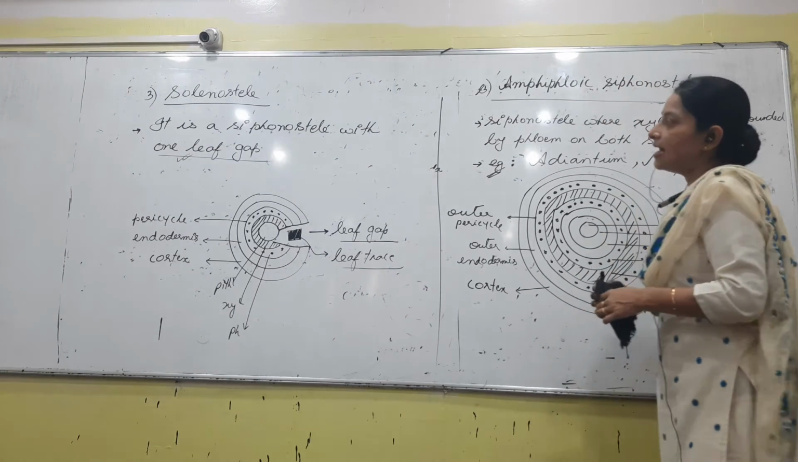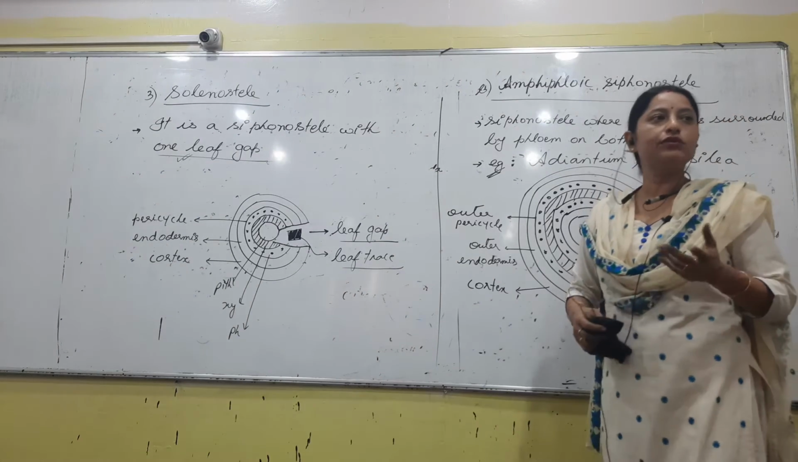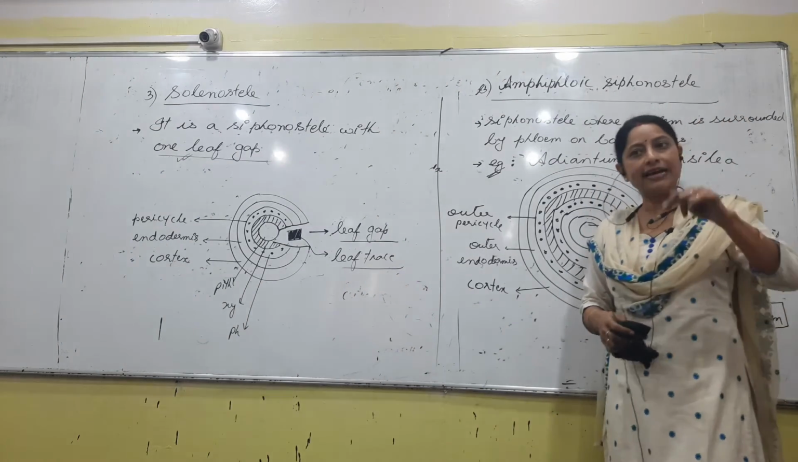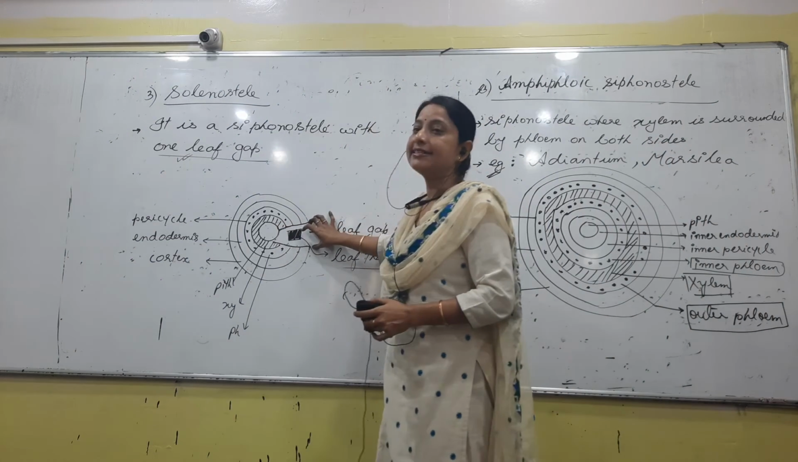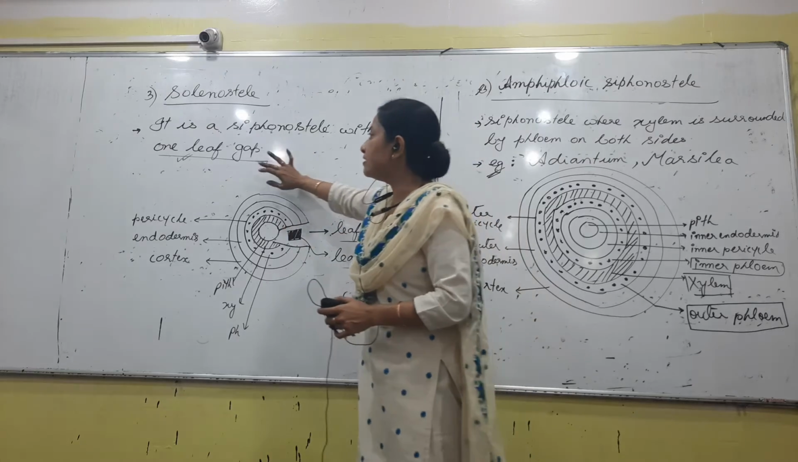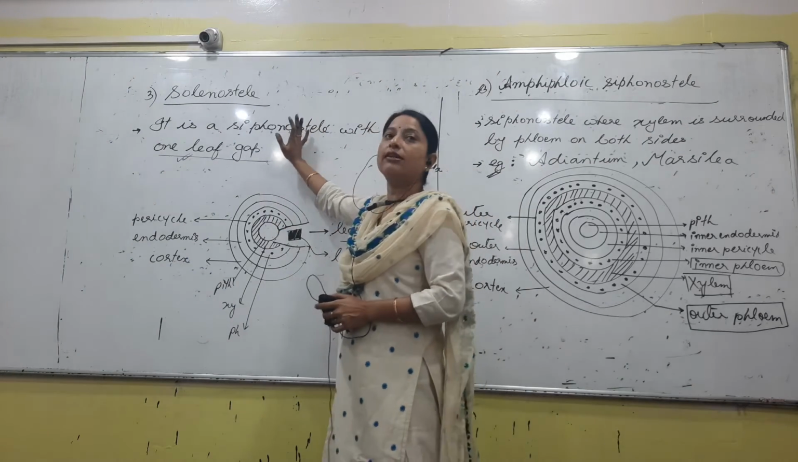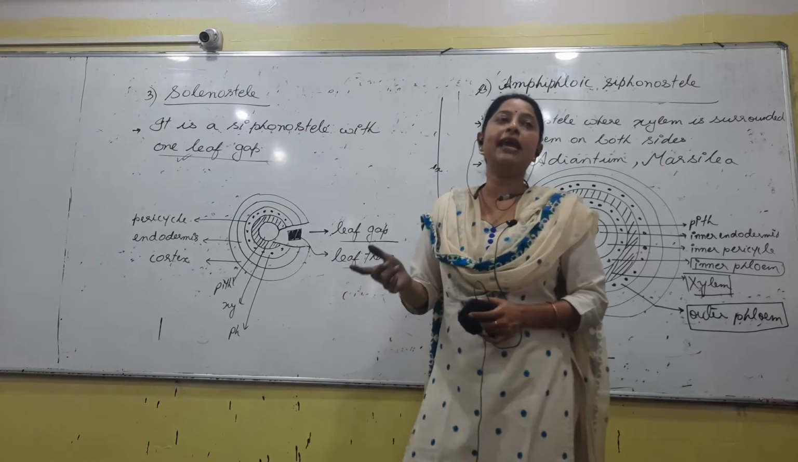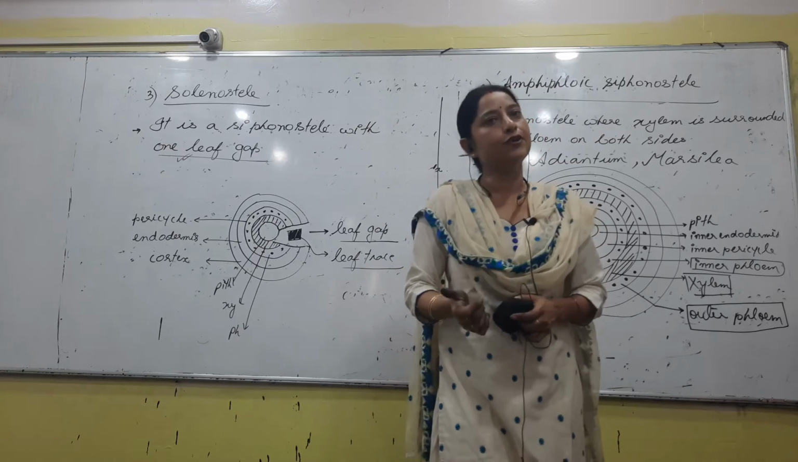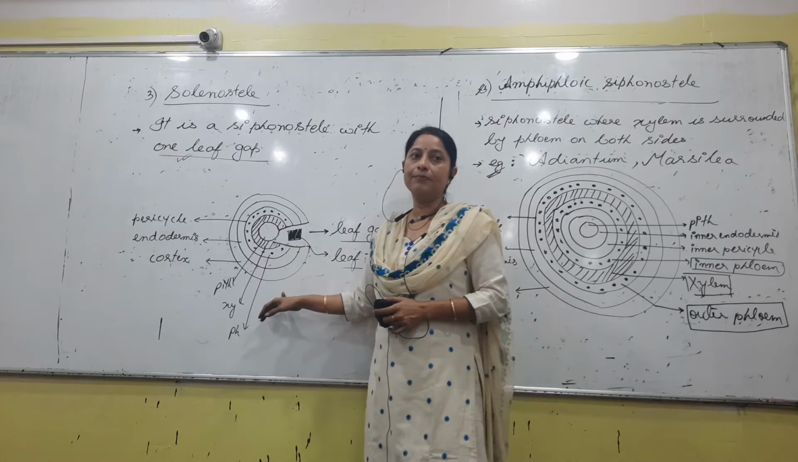What is a solenostele? It is a siphonostele. If it is a siphonostele, we know the diagram: the pith is in the middle, with xylem surrounded by the phloem. If there is just one break in the whole structure, that is what is called the leaf gap. Then if there is one break, this type of stele is called solenostele. Again, solenostele could be both ectophloic solenostele and amphiphloic solenostele. But here what we are drawing is ectophloic and amphiphloic.